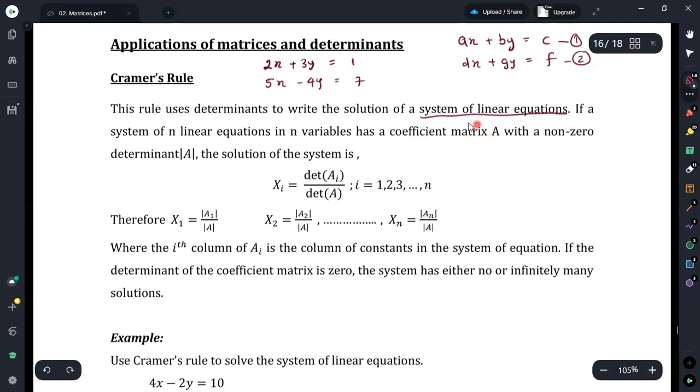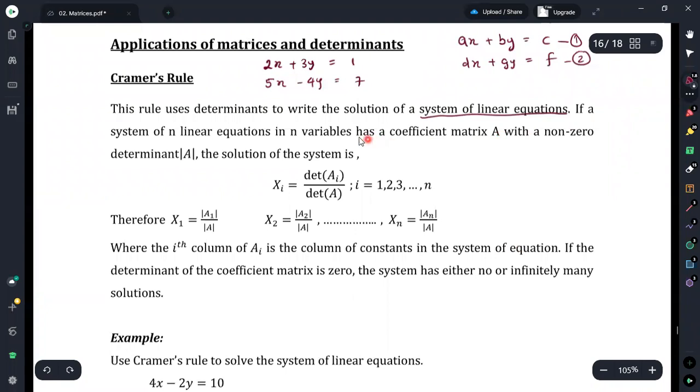Then that matrix is named as A in Cramer's rule, and it should have a non-zero determinant. I will explain about obtaining this coefficient matrix in the calculation later. Therefore, first I will discuss the theory, and then I will move on to a calculation based on Cramer's rule.